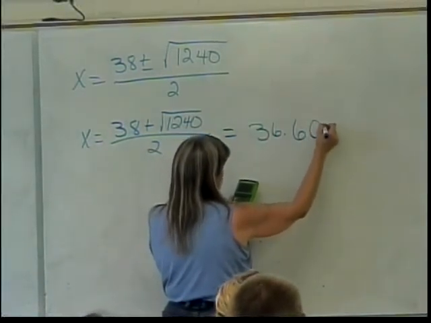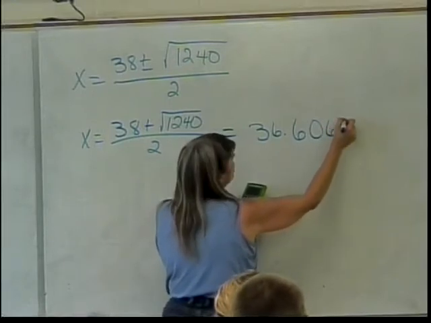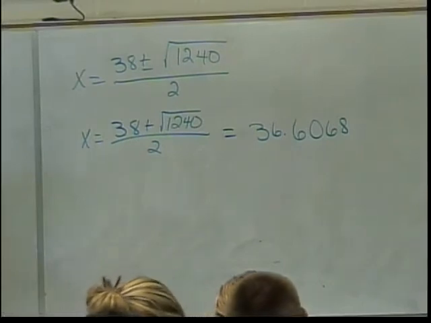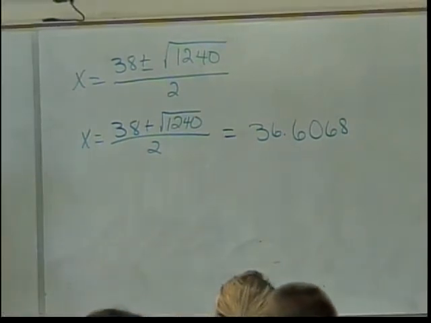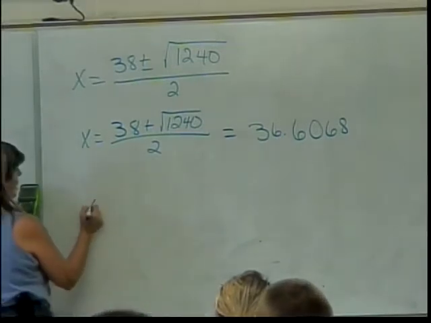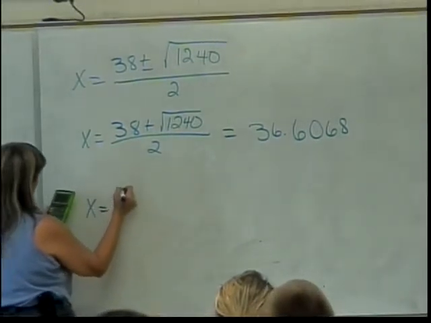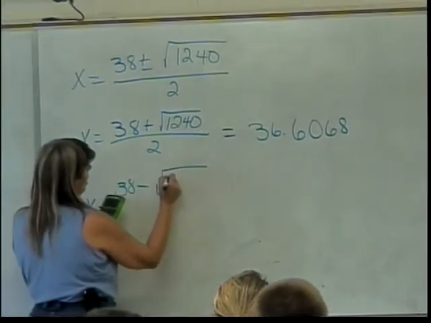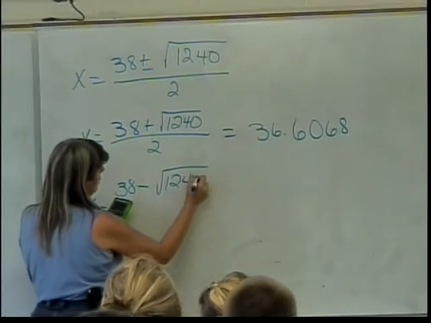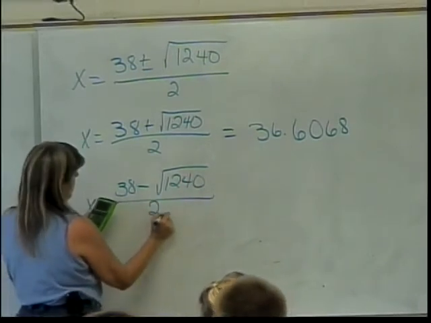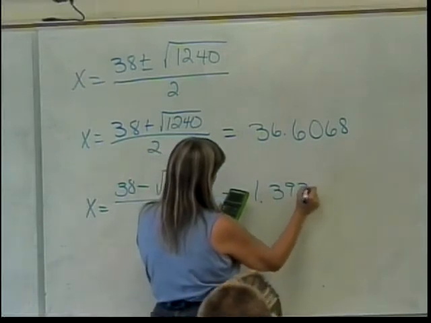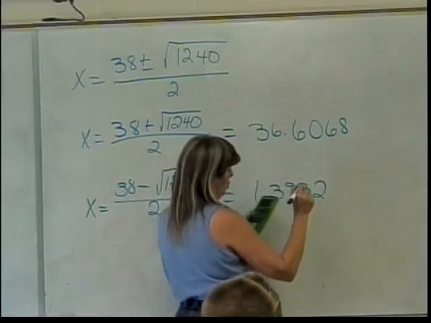Can you do 124 times 10? That looks good. And then when I do minus, so when I do minus, I get x equals 38 minus the square root of 1,240 divided by 2, and that gives me 1.3932.